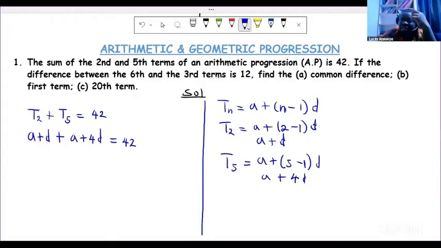So collect like terms now. You have 2A plus 5d equals 42. Call this equation 1.